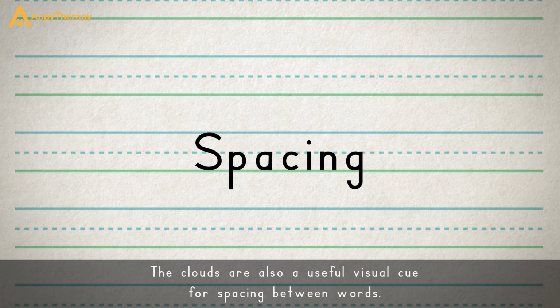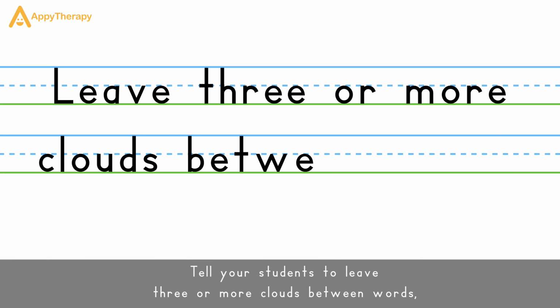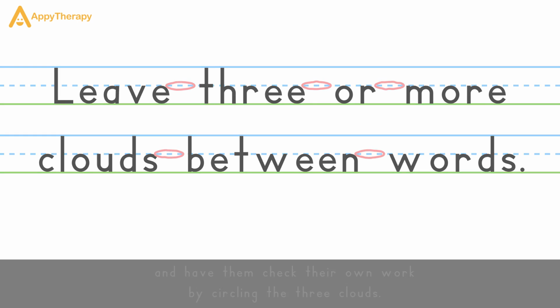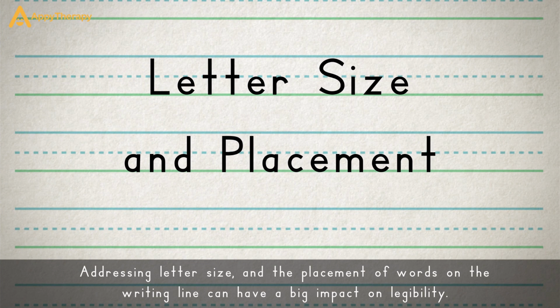The clouds are also a useful visual cue for spacing between words. Tell your students to leave 3 or more clouds between words and have them check their own work by circling the 3 clouds. Addressing letter size and the placement of words on the writing line can have a big impact on legibility.